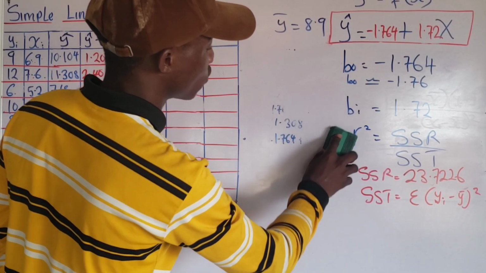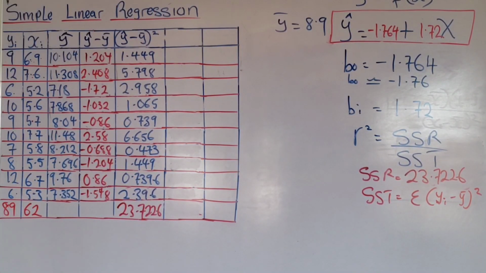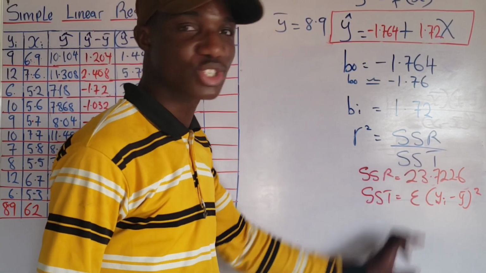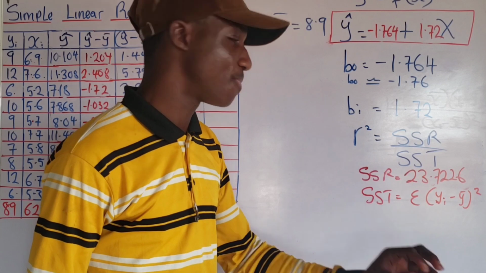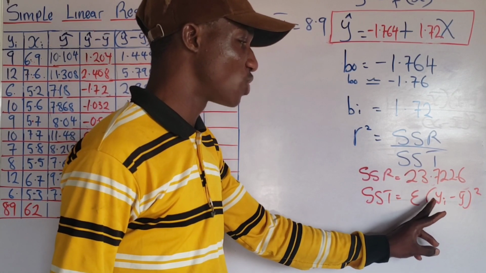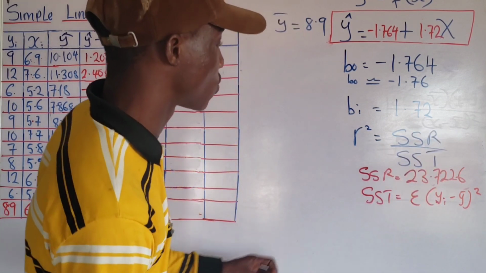To get the sum of square due to total, we also need to make use of the formula. The sum of square due to total is equal to the summation. This sign means summation. The summation of the square of the difference between the individual y values and the mean value will give us the sum of square due to total.